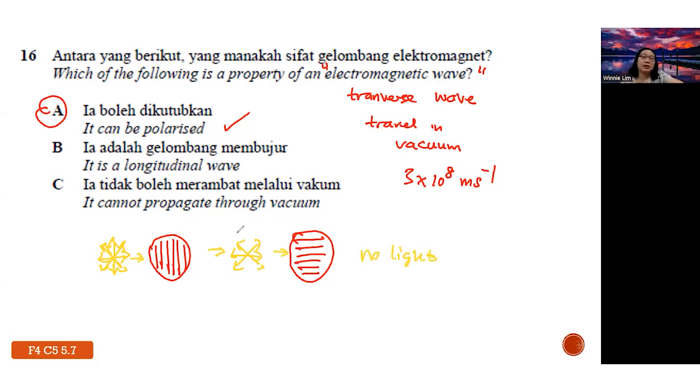It's just like a shade, the idea is like a shade. So that's also their property. B is wrong because it's transverse, and I mentioned that it can travel through a vacuum. So the answer is A.